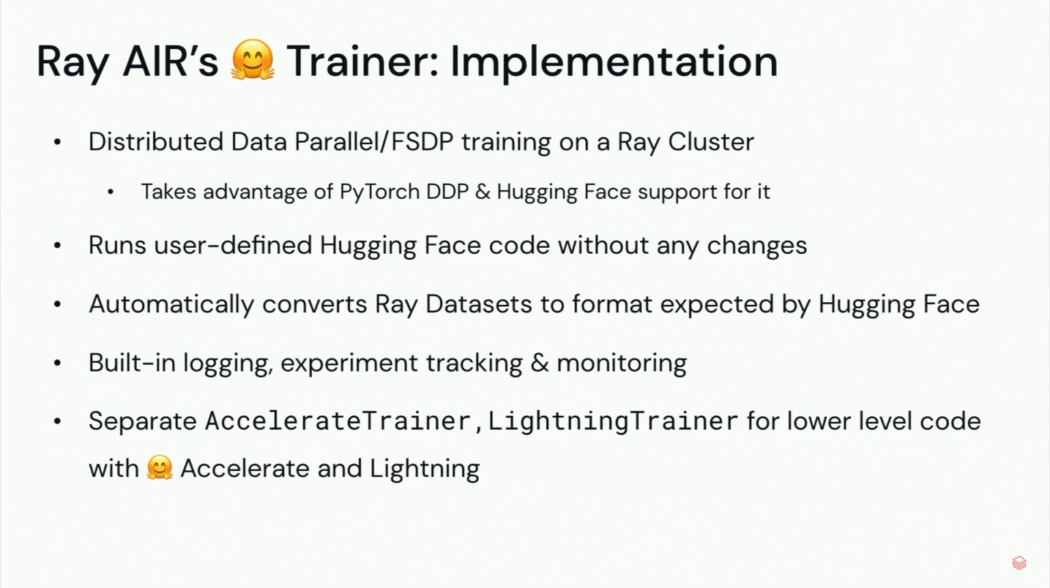Then the Hugging Face trainer that we have, it runs user-defined Hugging Face code without any changes. So you can take any Hugging Face example, any script that they provide, and you can just stick it into a function. You can change maybe 2 or 3 lines of code, return the trainer, and then you pass it to Ray Air Transformers trainer, and it becomes distributed. So you don't have to worry about SSHing into other nodes and starting scripts there. Ray abstracts all of that, so you can only focus on what really matters, so the actual ML logic.